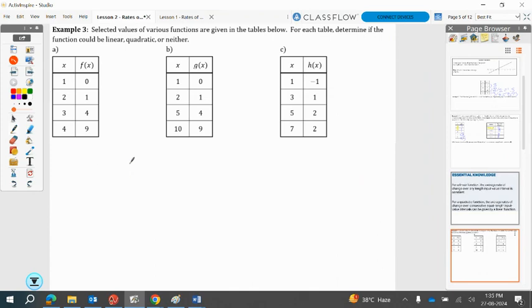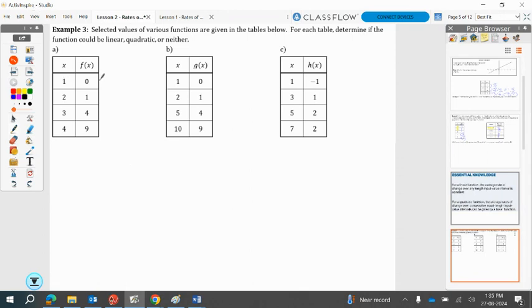Selected values for various functions are given in the table below. For each table, determine if the function could be linear, quadratic, or neither. So what we want to do on this one is work out what the average rate of change is in each case.